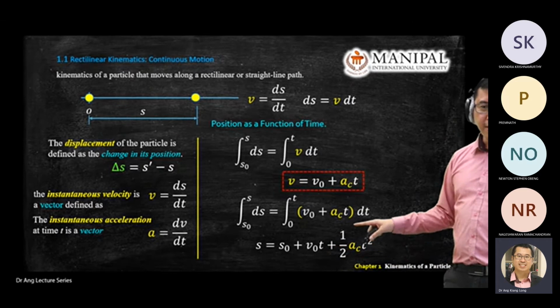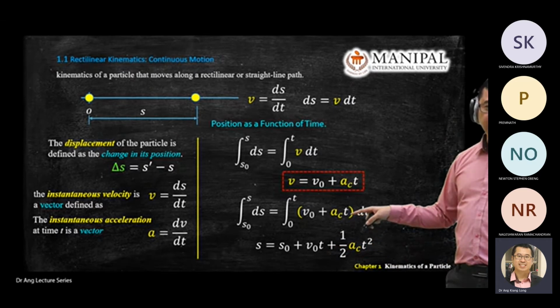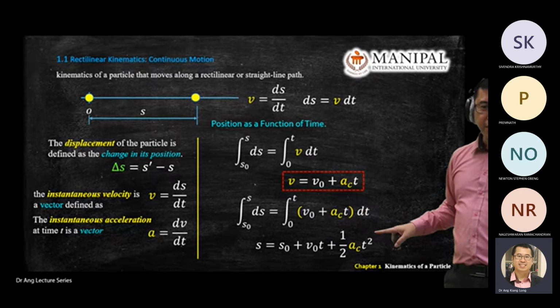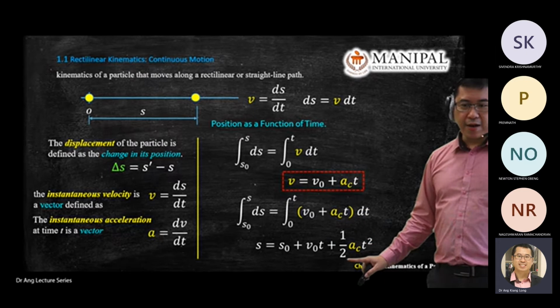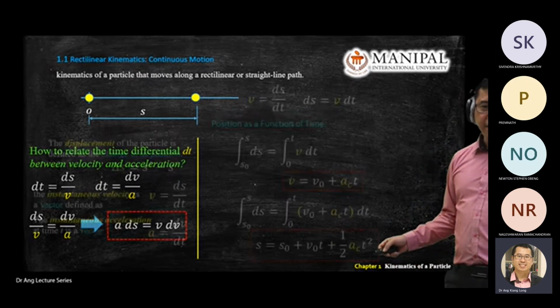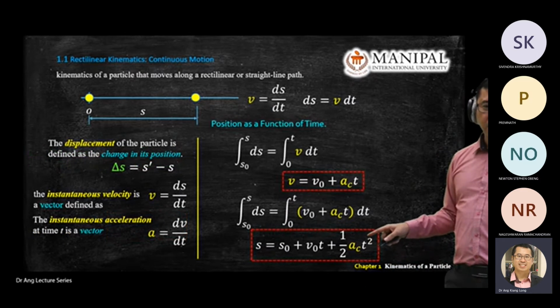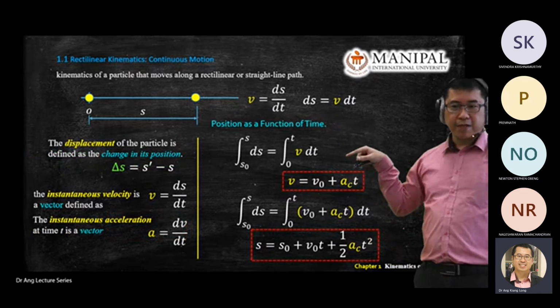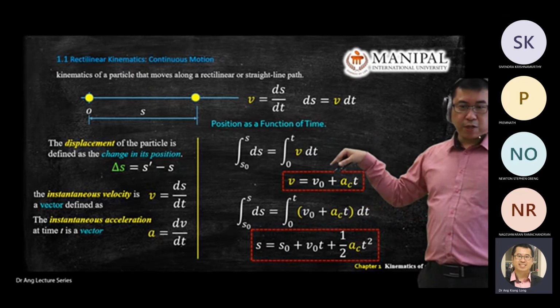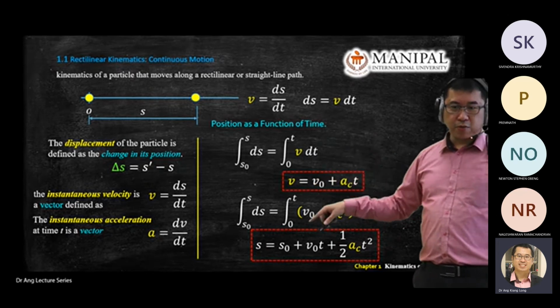How do you get this one? Again, test your integration skill. You integrate t with t to the power 1 plus 1, you get 2, you divide by 2. So you get half ac t squared. You get a second equation to solve kinematics problems. This one is important. This one is to solve velocity. This one is to solve displacement.